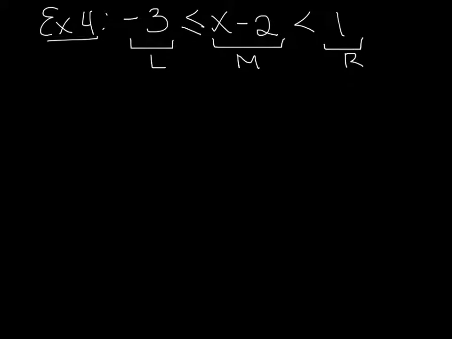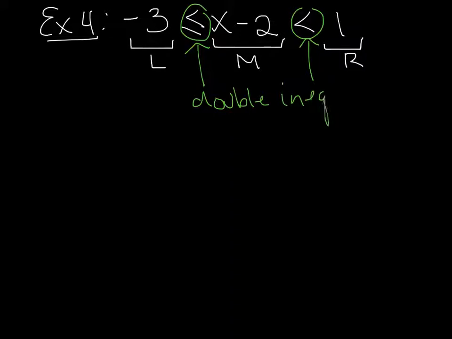And let's see, I may change colors here. Here you have 2 inequalities, right? There's 1 and there's 2. So sometimes this is called a double inequality, or sometimes it's called a compound inequality. Your book calls it a 3-part, which makes sense, again, because of the 3 parts.